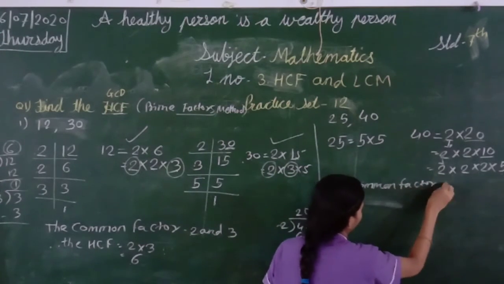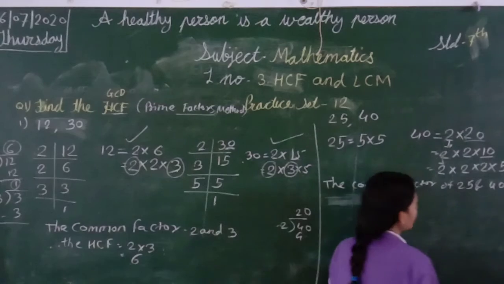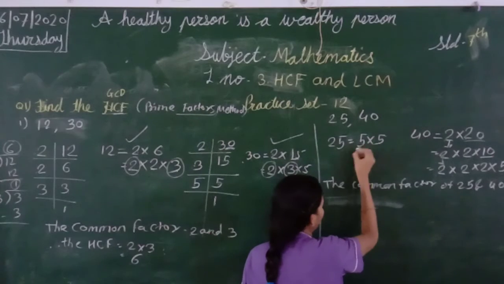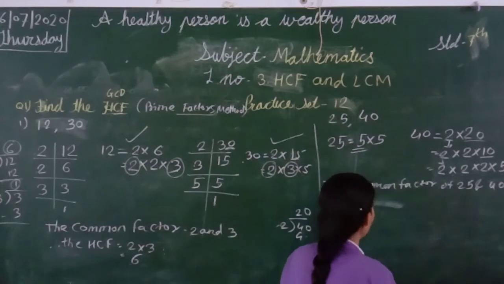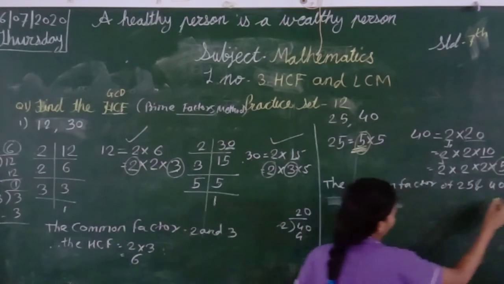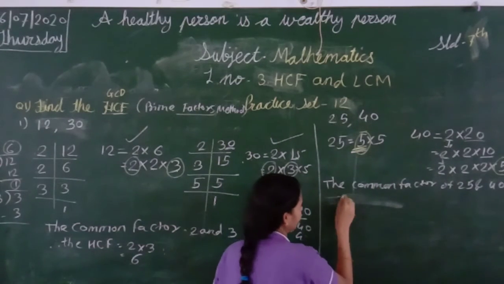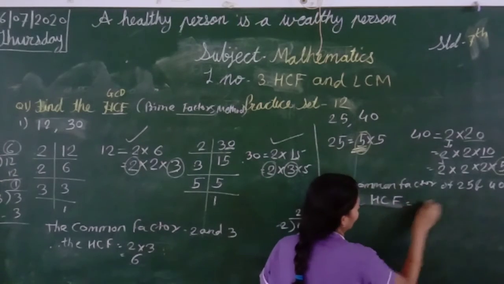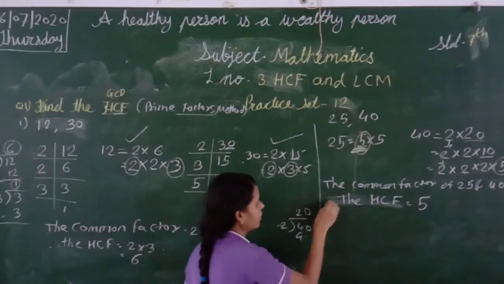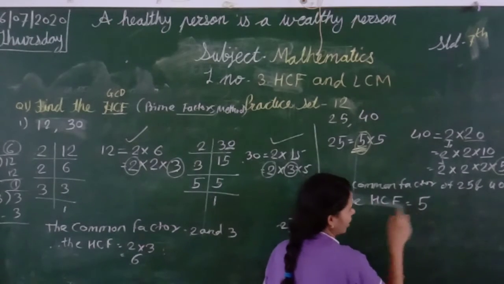Common factor of 25 and 40. So which is the common factor, students? Search. Here have 2, here have no. So which is the common factor? Just only this 5. Okay students, which is the common factor? Only 5. This is only one number. So what is the HCF? Only 5. I hope students you understood. Because only one number is here, so the highest common factor is 5.